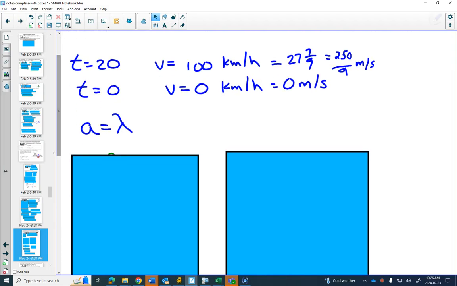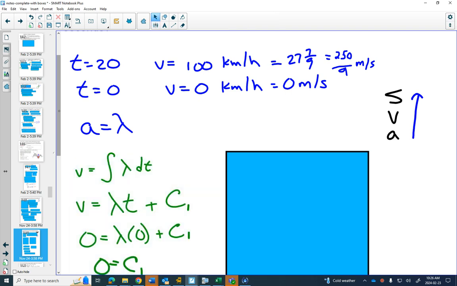And since acceleration is constant, well, we can integrate to go backwards. So our velocity will be the integral of lambda dt. This is where you might really like k. It might throw you off if we use lambda. Right? It would just be kt, or lambda t, plus c1.